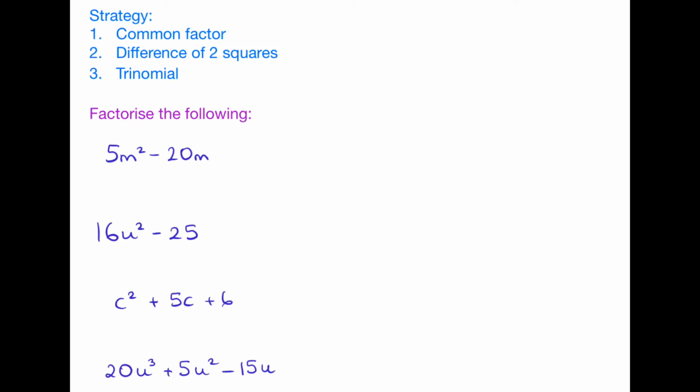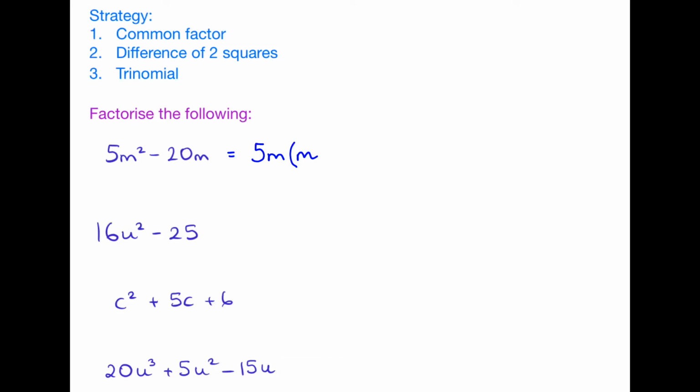So first one, 5m squared, take away 20m. Our strategy is to look and see if we've got a common factor first of all. And we can see here we do have a common factor. We've got a common factor of 5 in the numbers, and we've got a common factor of m in the letters. So our common factor is 5m, and then we make our bracket. Remember that this times this has to give you that. So 5m times what gives you 5m squared? Well, we've already got the 5, so it's just what do we multiply m by to get m squared, and it's m.